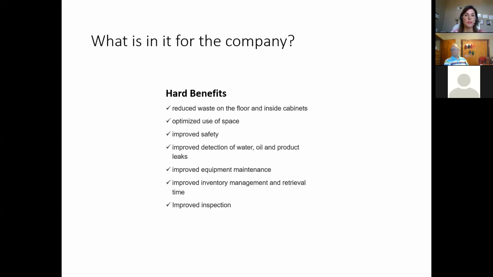Then you have improved detection of water, oil, and product leaks, improved equipment maintenance, improved inventory management and retrieval time, and you also have a better inspection of the locations.